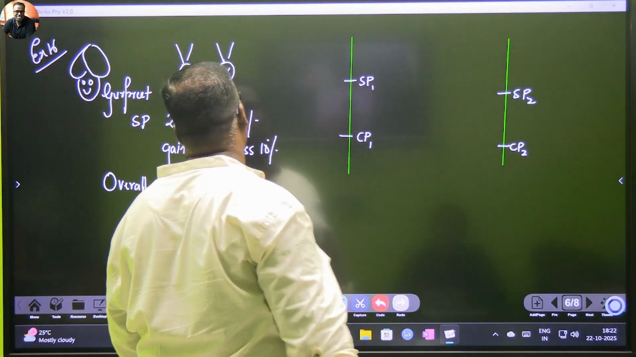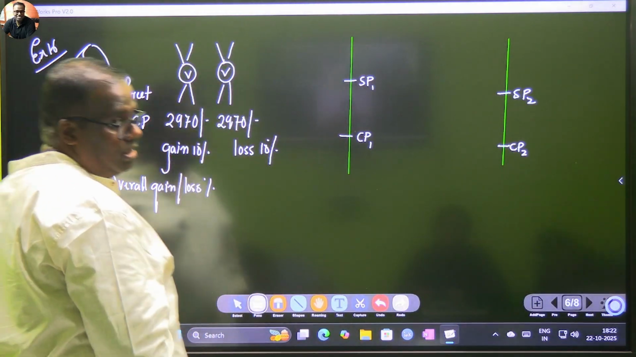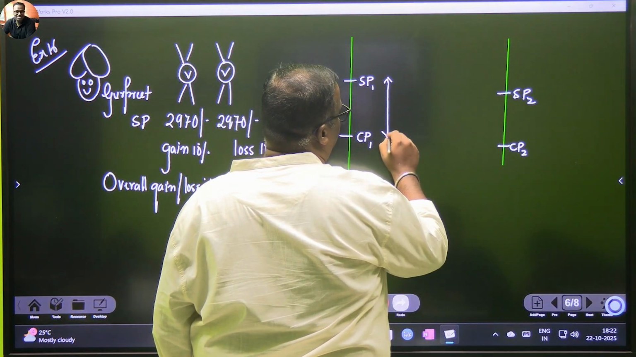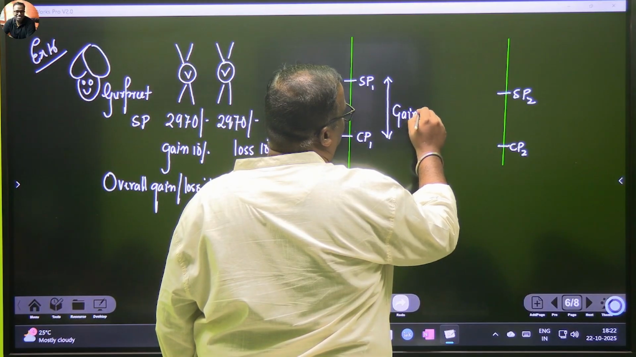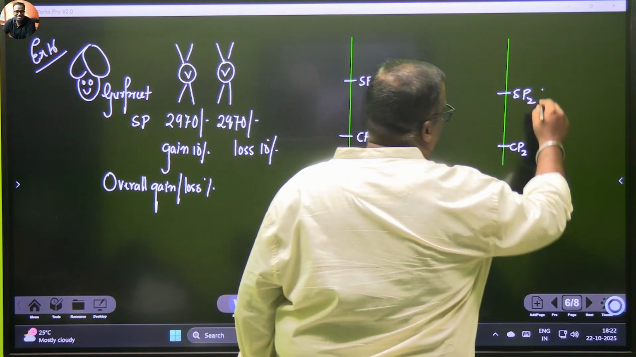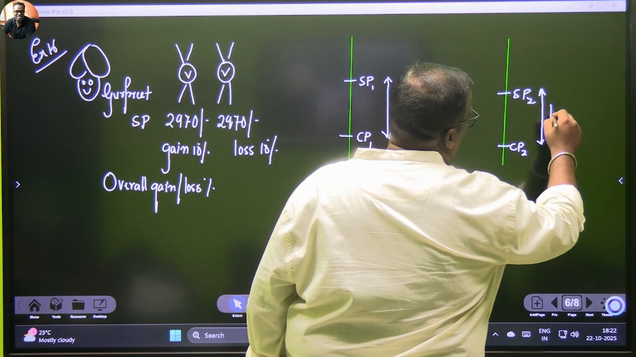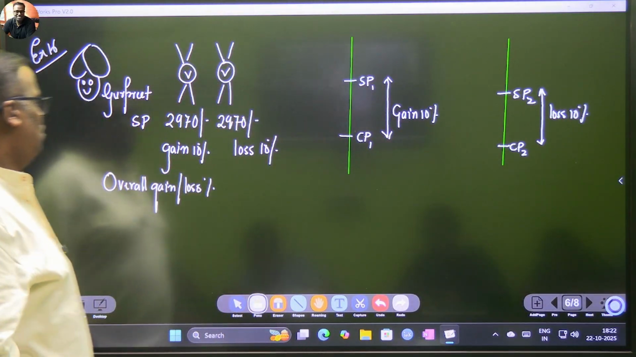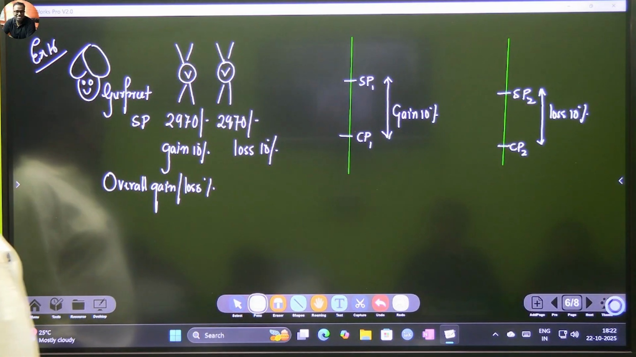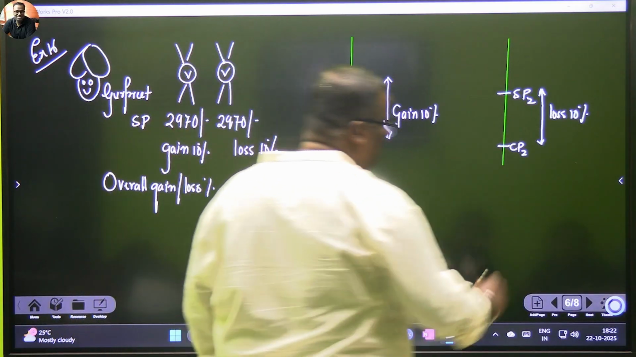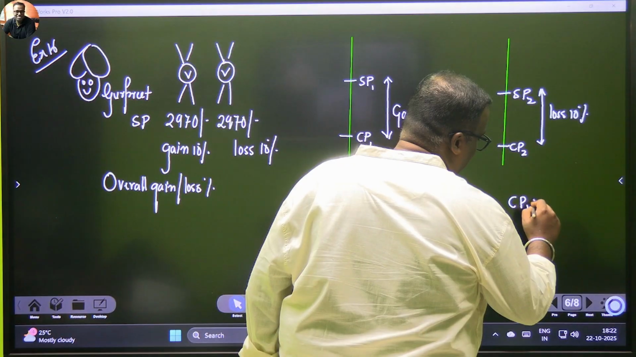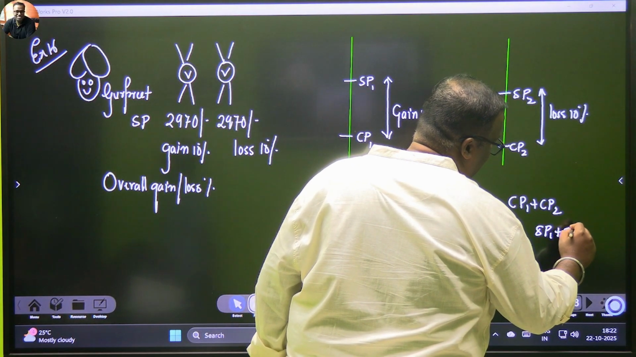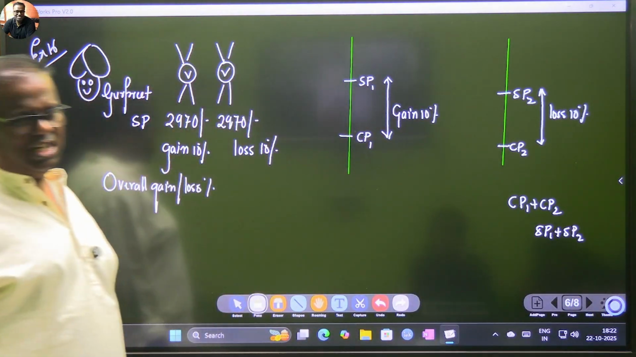Have you understood? In both the cases, there is a 10% and a 10%. So in this case, you have a gain of how much? 10%. In this case, you have a loss of how much? 10%. Now they have asked you to find the overall gain or loss. So for overall gain or loss we need the net cost price, and you also need to find the net selling price.